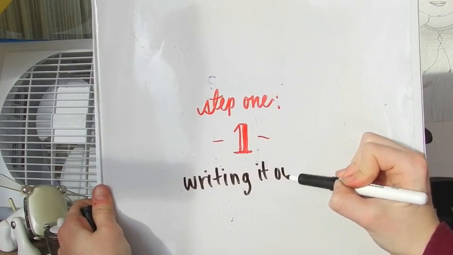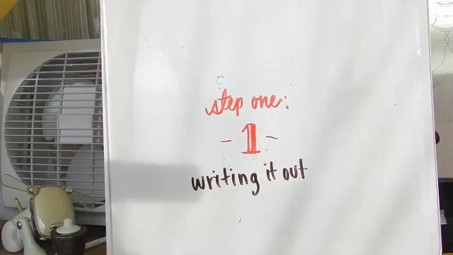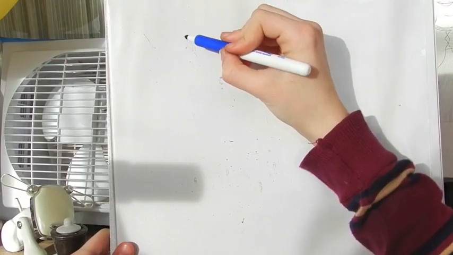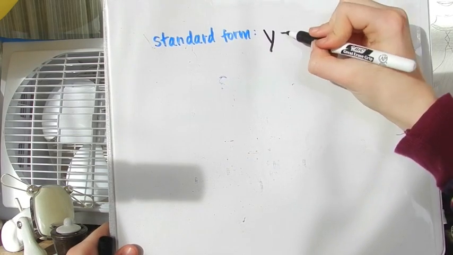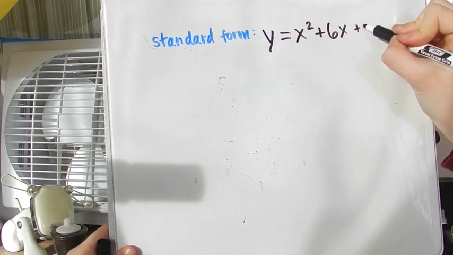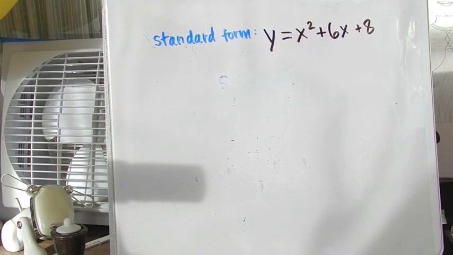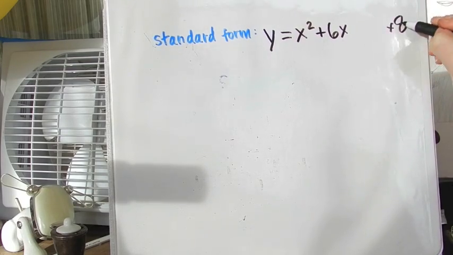Step 1. Writing it out. We start out with the standard form of the equation. We'll use this one. First, we separate both the x terms from the constant. This will make things clear later.